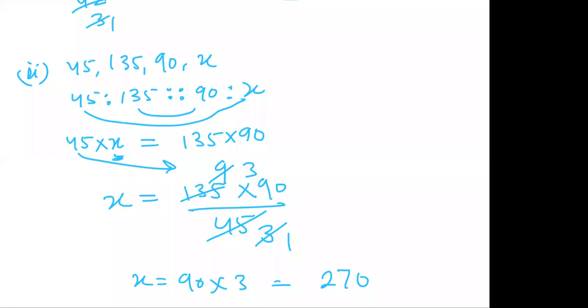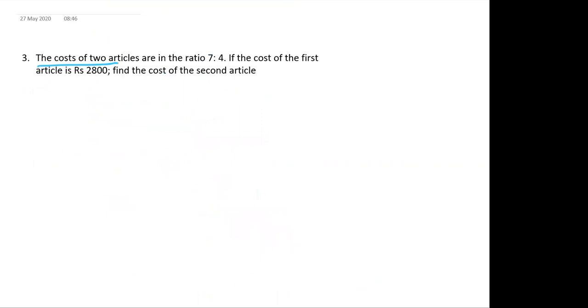Fine. So now let us do question 3 of this exercise. Question 3 says the cost of two articles are in this ratio. If the cost of first article is this, find the cost of second article. Okay. So first of all, the ratio of the cost of two articles is given, 7:4.